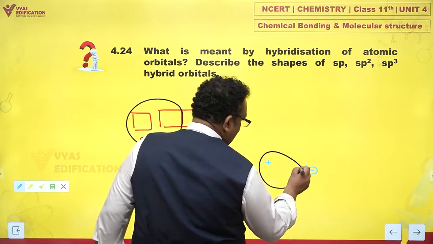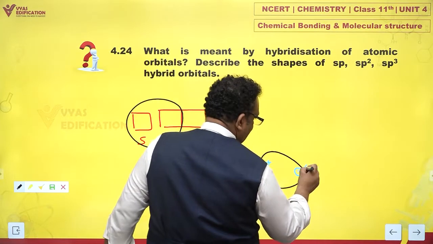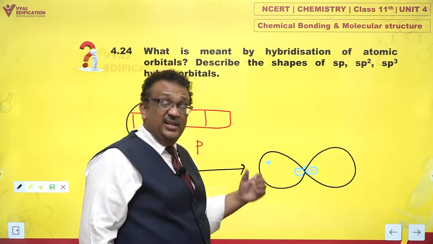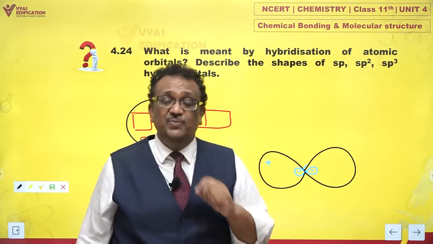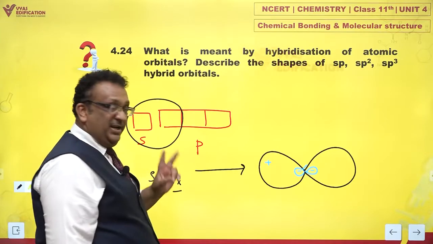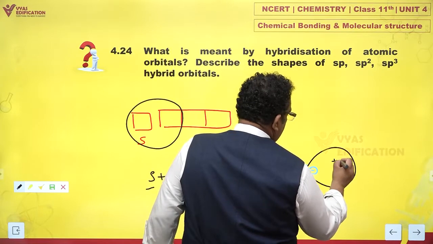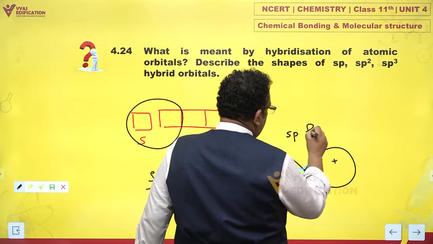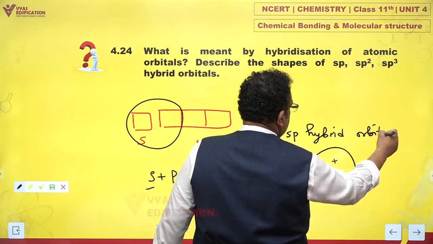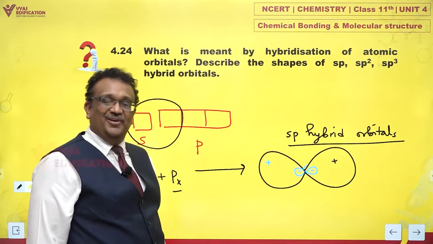In a similar fashion, you also have the second sp. So you get two sp hybrid orbitals. Initially, I showed you the shape of one sp hybrid orbital, and now that you have mixed s and p, you have two hybrid orbitals, and they are sp hybrid orbitals. This is how actually you sketch them or draw them.